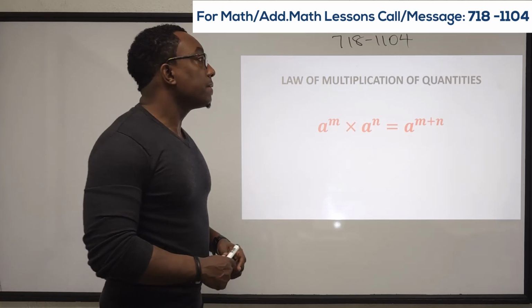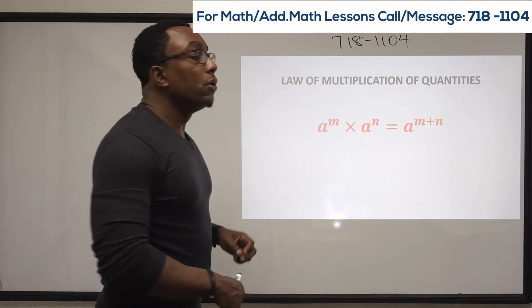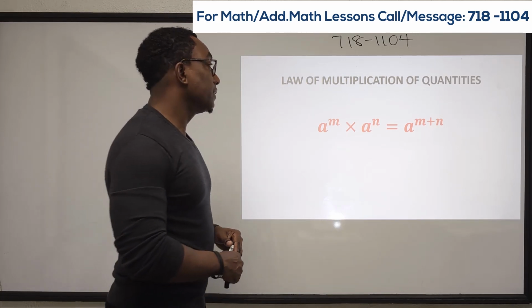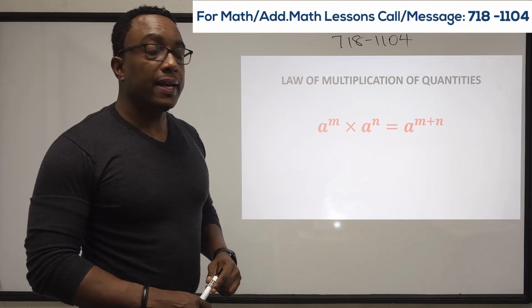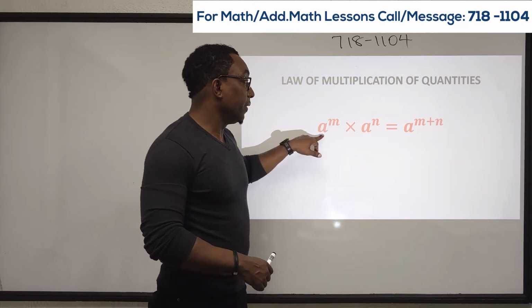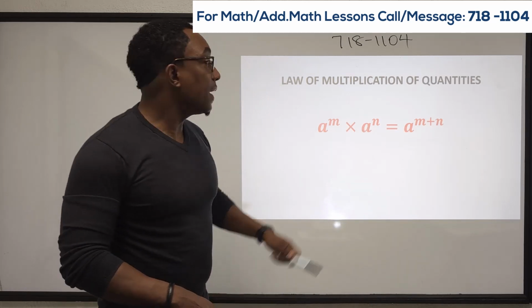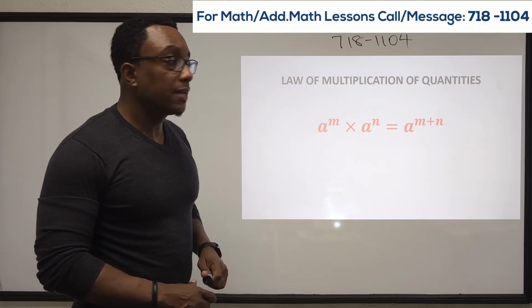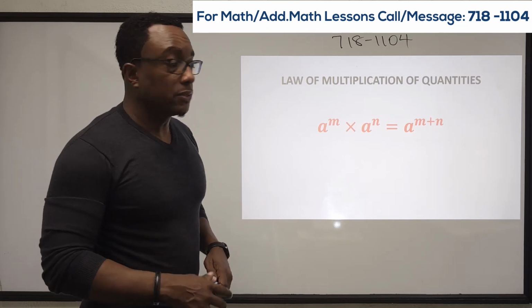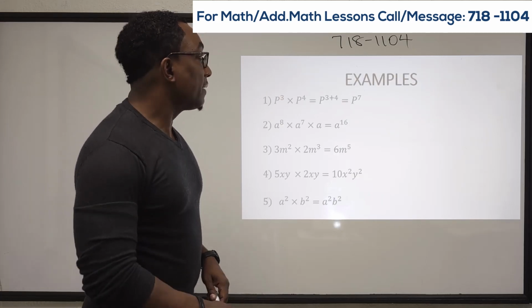So simplification of algebraic expressions by multiplication and division of quantities. When it comes to multiplication of quantities, we want to make sure we understand the law of multiplication of quantities. So if I have a to the power of m multiplied by a to the power of n, once I have the same variable, what we do is we maintain the variable a in this case, and the powers we must add. So we're going to add m to n to give us a power of m plus n. So a is your base and your power will be m plus n. So we have some examples here.